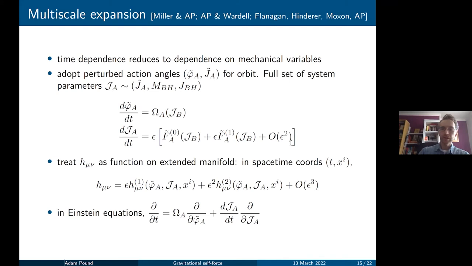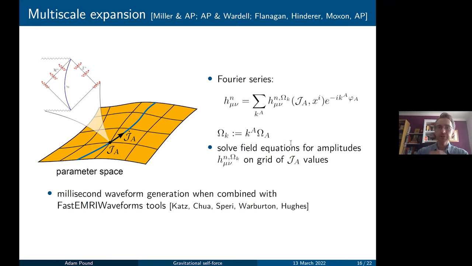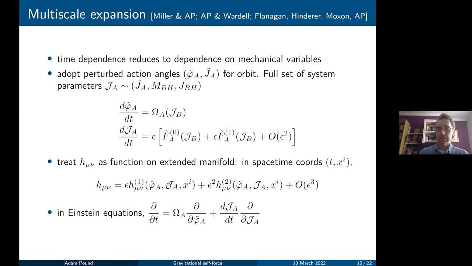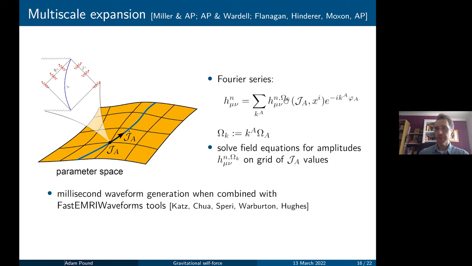So what does this do for us in practice? Well, a key assumption here is that the dependence on phi is completely periodic. It's periodic in each of these three phases. So since it's periodic, we can write it as a discrete Fourier series like this, where the coefficients are slowly varying amplitudes that are functions of these j's and of the spatial coordinates. And we factor out the phase factor. So when you substitute this Fourier series into your Einstein equation, the phases just factor out, and you get equations for the amplitudes. And you can then solve those equations on a grid of j values.